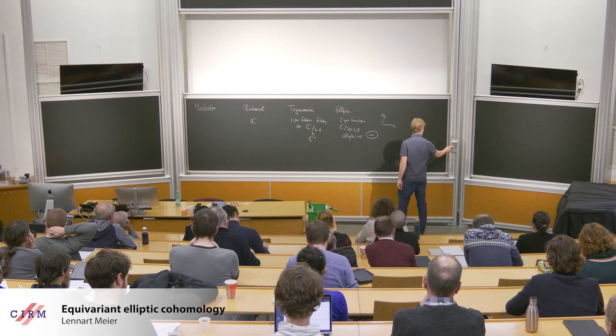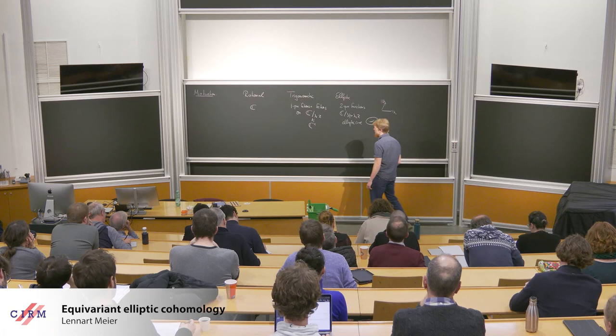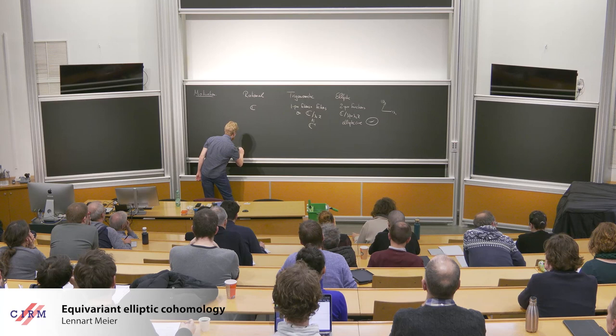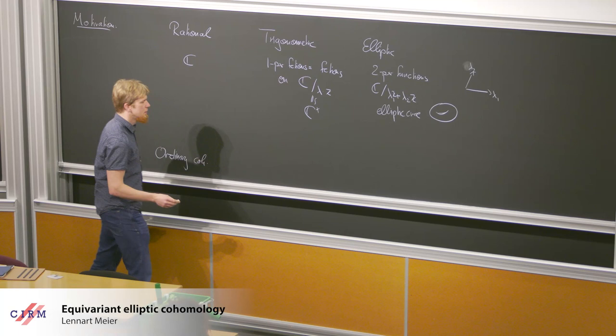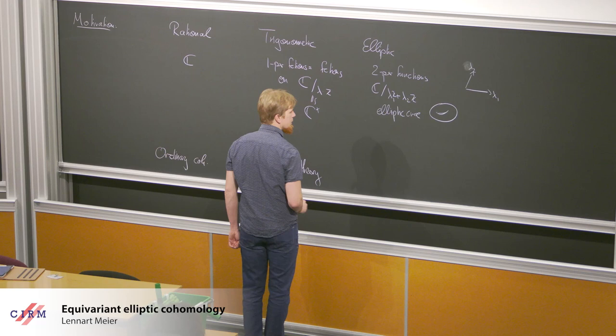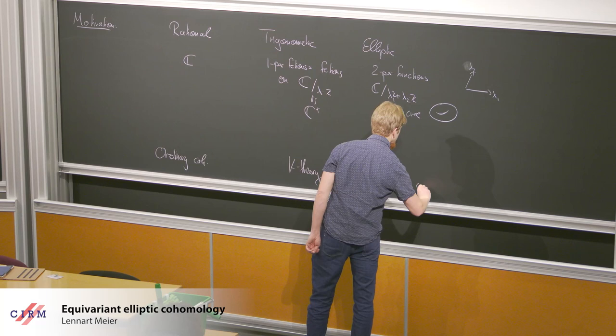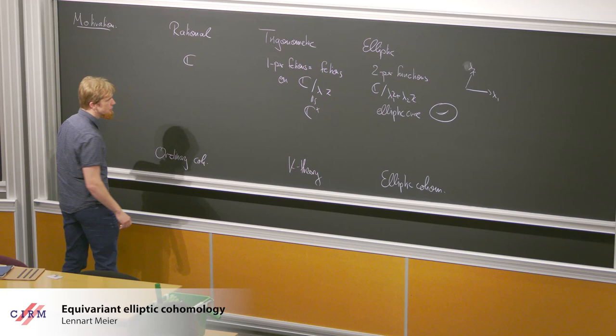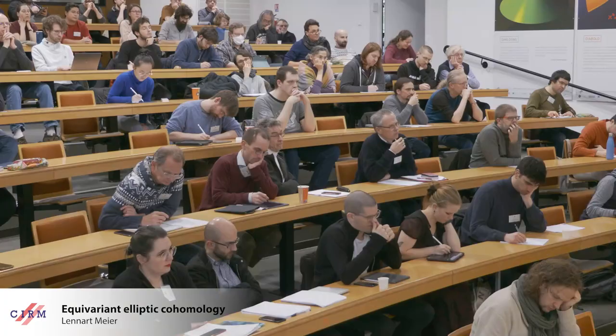Okay. So then I put a further row in this table, and there will be one row in between. Let me write ordinary cohomology. I write K-theory. And I write elliptic cohomology. So how can I go from this row to the last row? I mean, there's no direct way to do this.